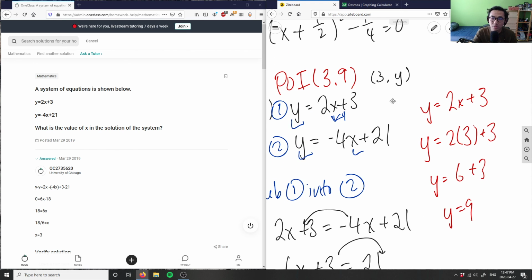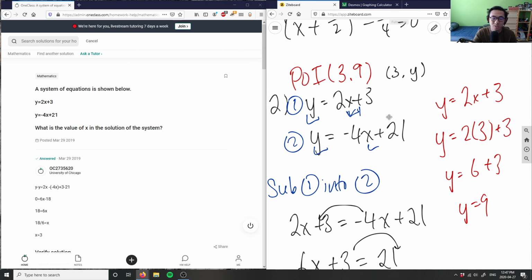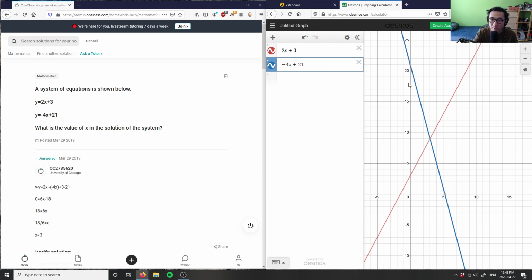However, again, we can extend this problem and say we're solving for our y value as well. We simply plug the x value into one of these equations, either 1 or 2. Both of them will give us the exact same answer, and it will give us y equals 9. Therefore, our point of intersection is simply x comma y, so it's 3 and 9. And as shown graphically, if you were to graph out 2x plus 3 and negative 4x plus 21, you would get 3 and 9. This is the point in which the two linear equations intersect.